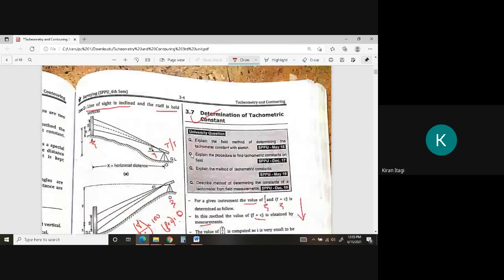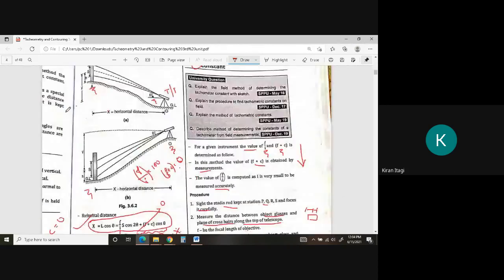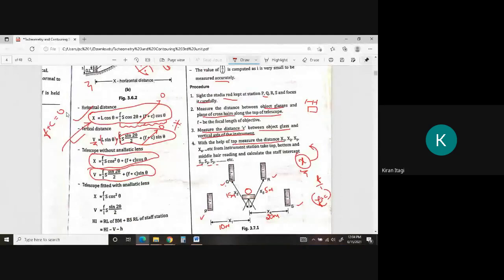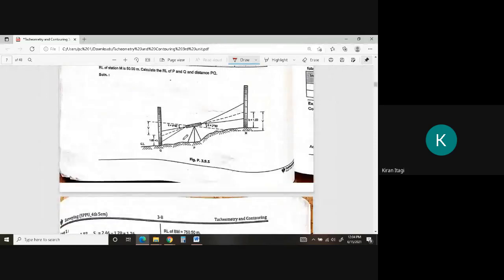So remember this formula. That is for the case where the line of sight is horizontal and the vertical staff is kept vertical. And here remember this formula, horizontal distance, and remember this formula. If f plus c equals 0, directly substitute 0. If not, you have to put whatever he has given. So here also it is the same.